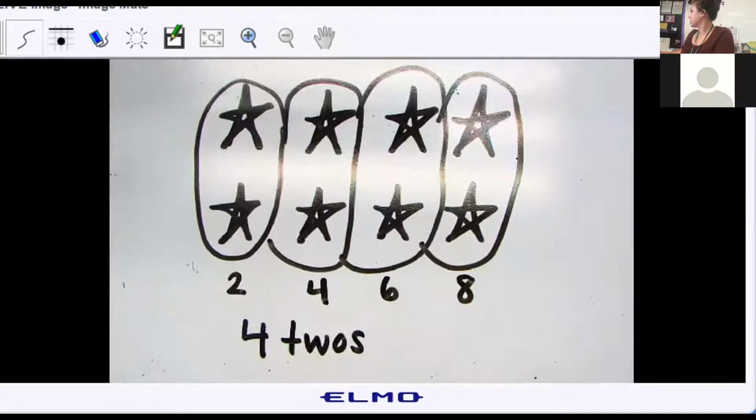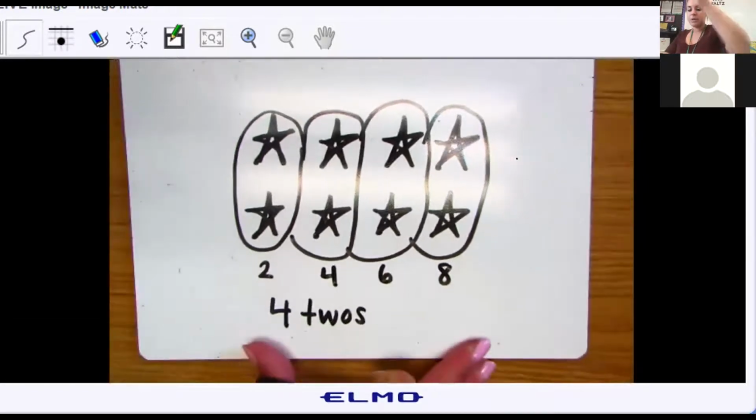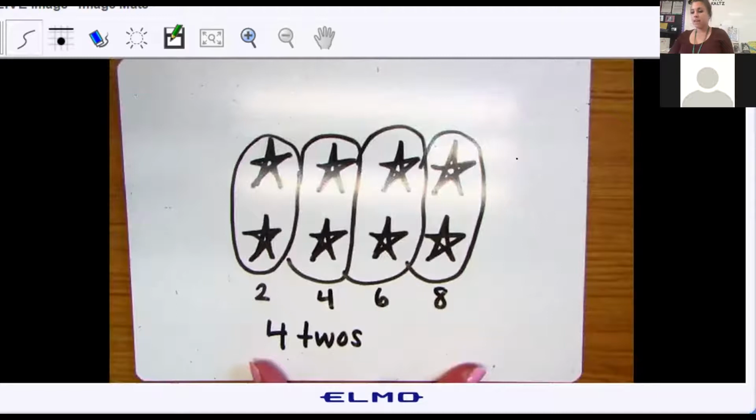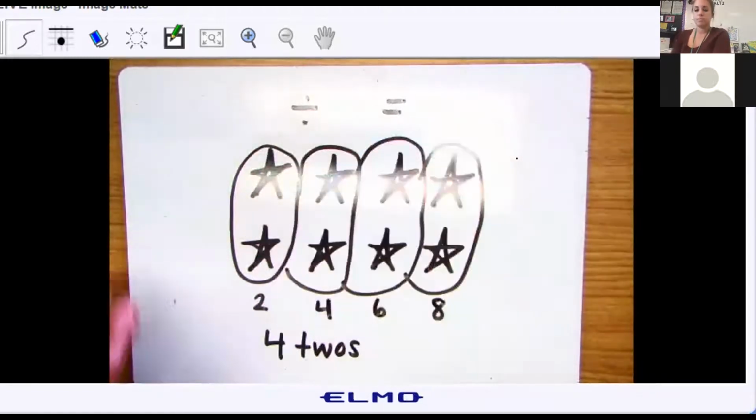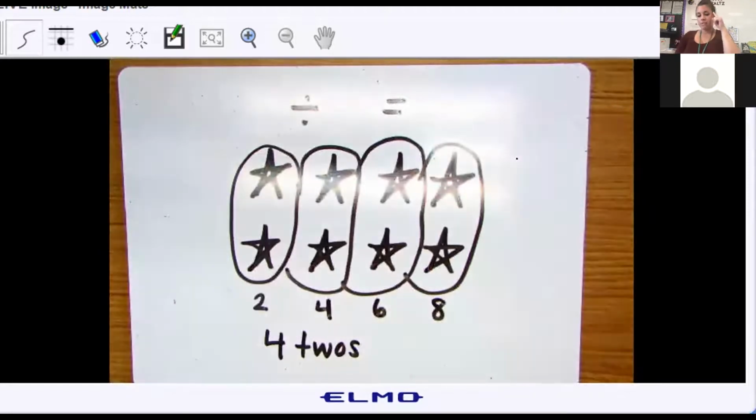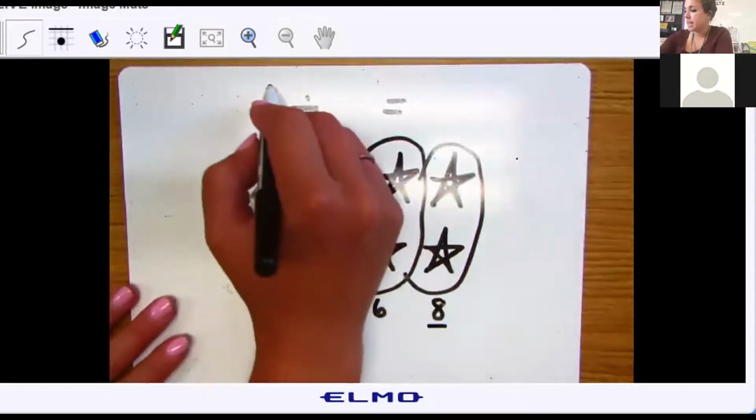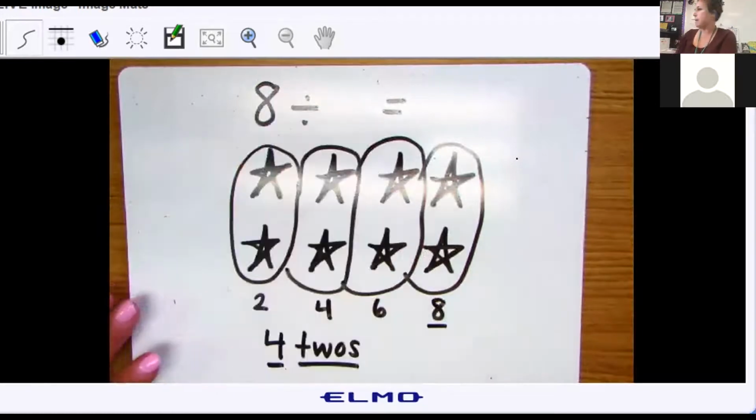Now, how do I turn this into a dividing number sentence? I want to take what we just did and turn it into a division number sentence. Reminder, when dividing, we start with the biggest number. We have 8, 4, and 2. The biggest number is 8. So when we divide, we start with that biggest number for now.